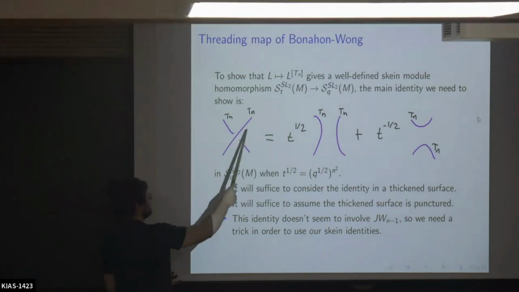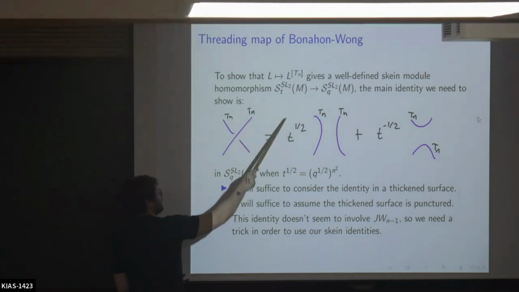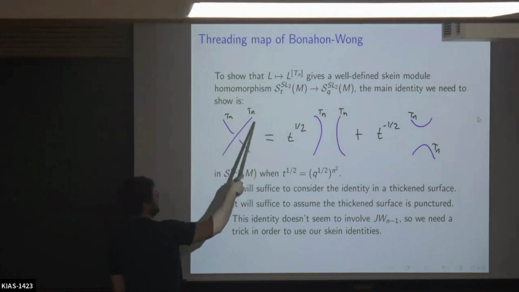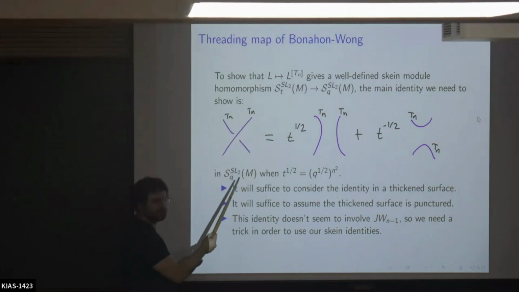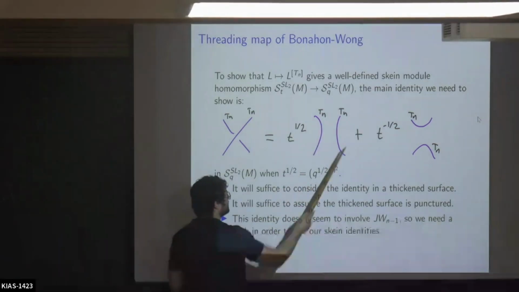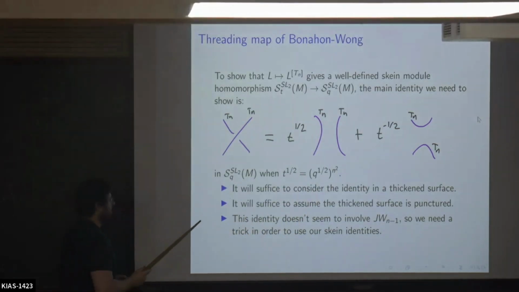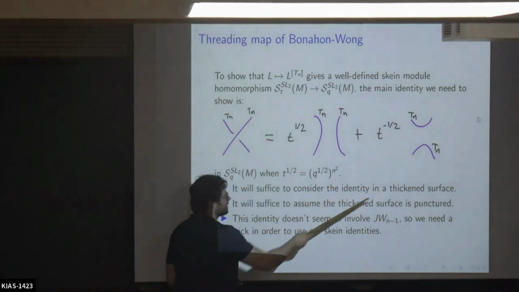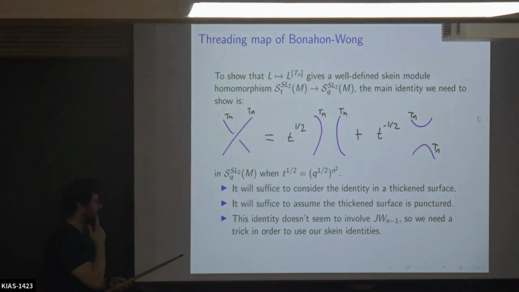And this is just a local picture. So these strands really connect, so this is either a knot or a link, depending on how the strands connect up, and the same with these. These are skeins inside of a 3-manifold, but we can consider a thickened surface that contains our skeins. If we can prove the identity inside of the thickened surface, it will hold in the 3-manifold as well.